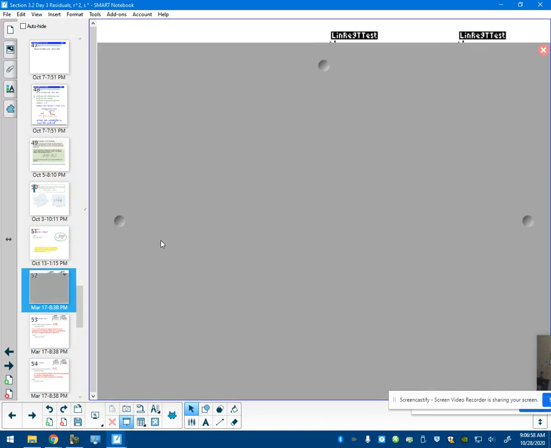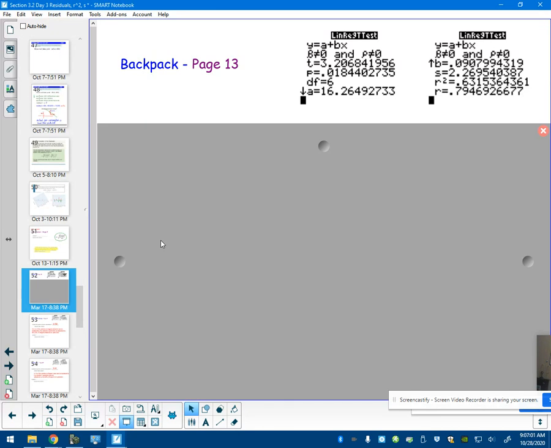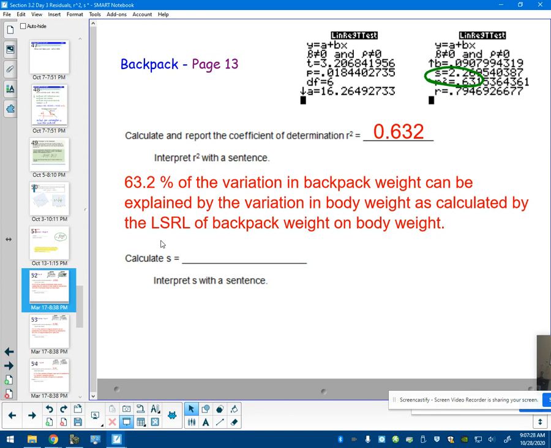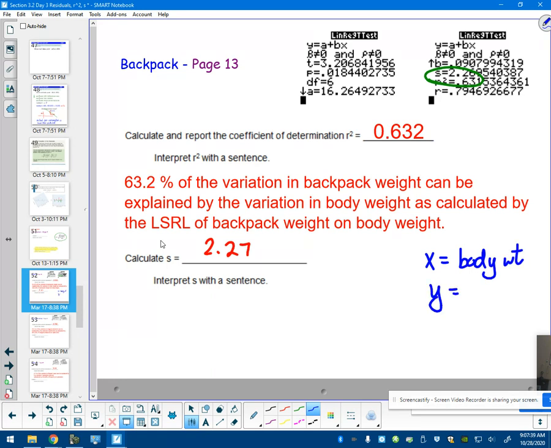So let's go to the backpack page. So we have page 9 out in the small packet, and the backpack page, we're on page 13, and we're going to finish page 13 today. That's the residuals. Standard deviation of the residuals is 2.27. We already did R squared, so now we're going to do S. This we already have done. S is 2.27, and remember that X equals our body weight, and Y equals our pack weight.